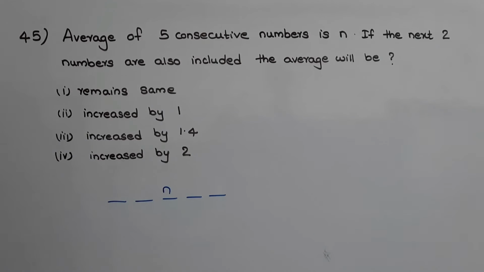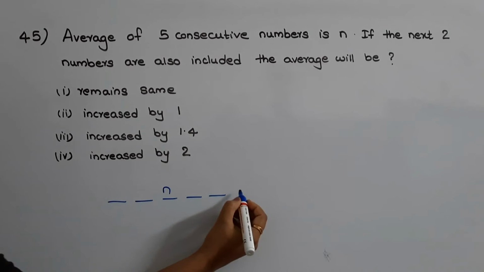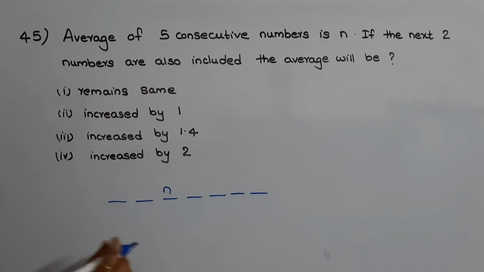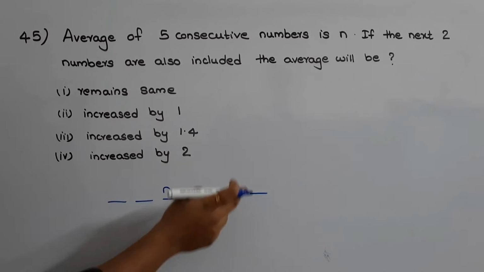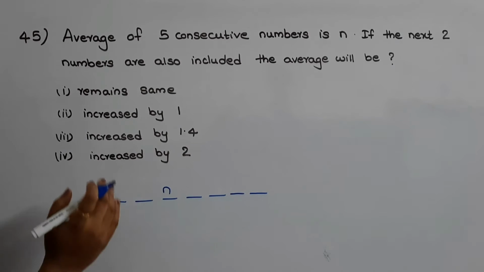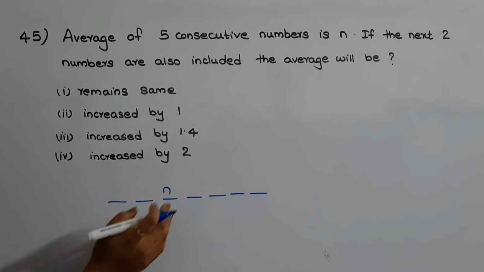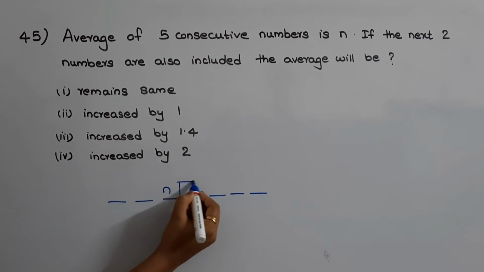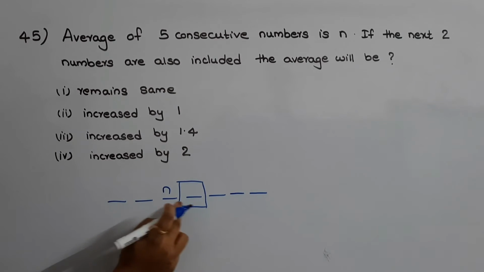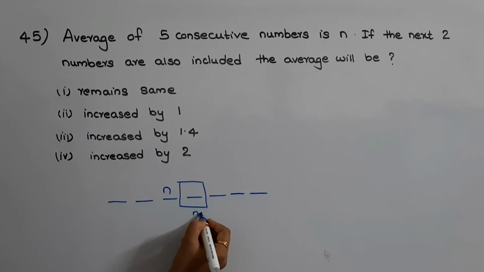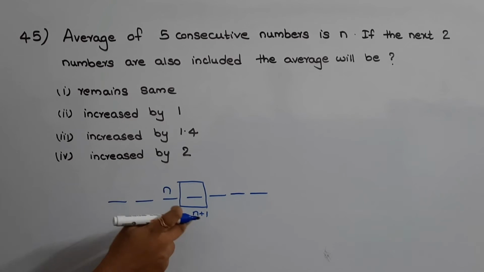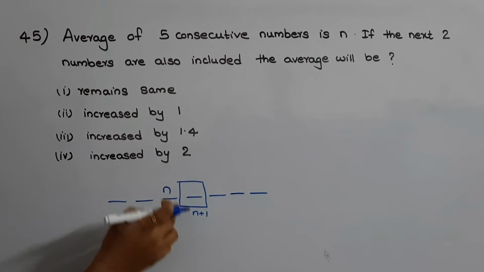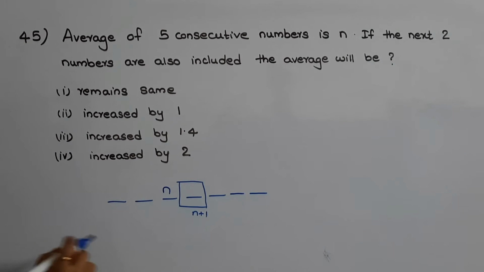Then they are telling that if the next 2 numbers are also included, what is the average? Now there are 7 consecutive numbers. So the average of the 7 consecutive numbers will be the middle number, that is the 4th number. If this is n, this will be n plus 1, right? If initially the average was n, now the average is n plus 1, which means the average is increased by 1. So the second option is the answer.